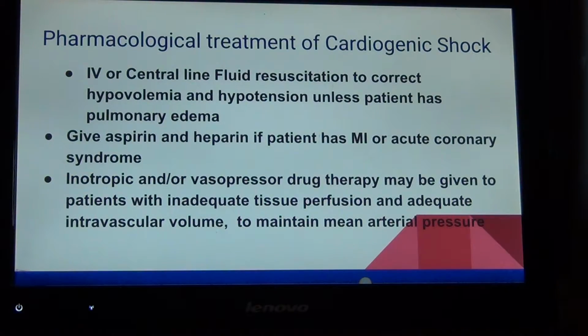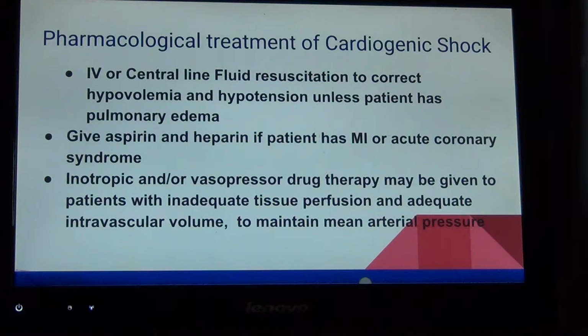Pharmacological treatment of cardiogenic shock. IV or central line fluid resuscitation to correct the hypovolemia and hypotension. Unless the patient has pulmonary edema, do not do fluid resuscitation. It can cause more damage. Give aspirin and heparin if the patient has an MI or acute coronary syndrome.